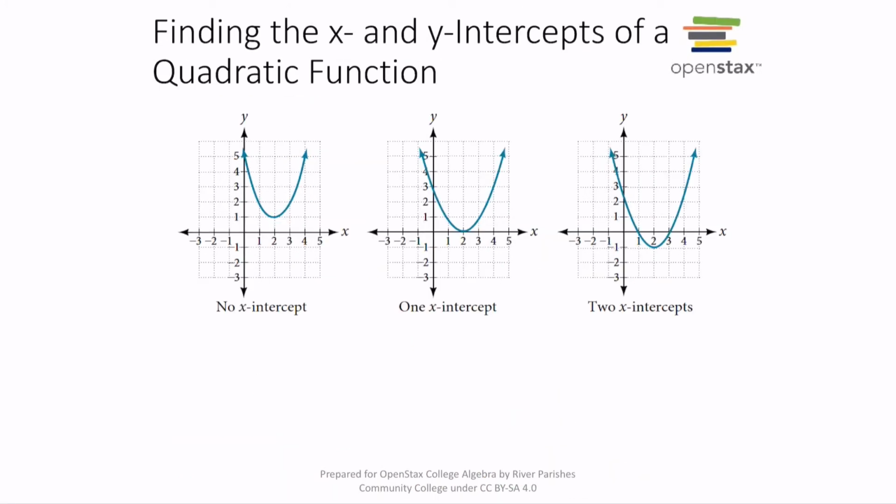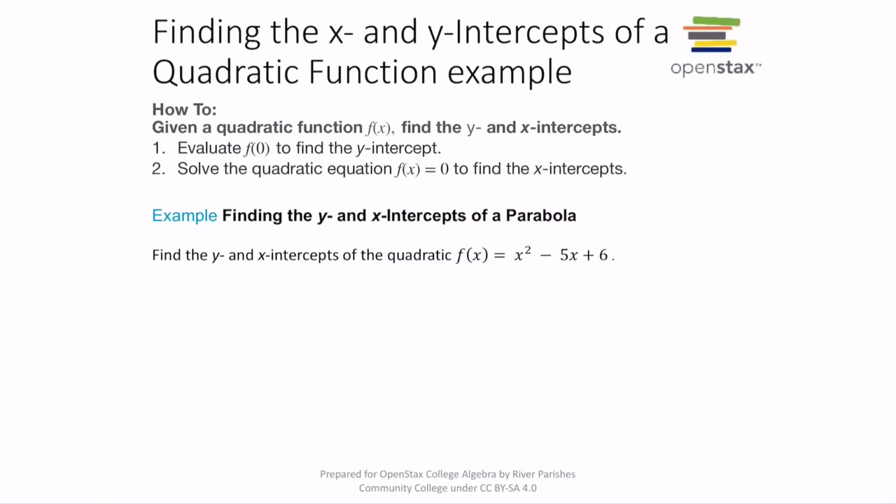Next, let's talk about finding the x and y intercepts of a quadratic function. Where the graph cuts the y-axis, we call that the y-intercept. Where it cuts the x-axis, we call that the x-intercept. For the graph here, it will never cut the x-axis, so this graph does not have an x-intercept. Here, this graph will only have one x-intercept because there is only one point where it grazes. And this is a graph that has two x-intercepts because it cuts at two different points on the x-axis.